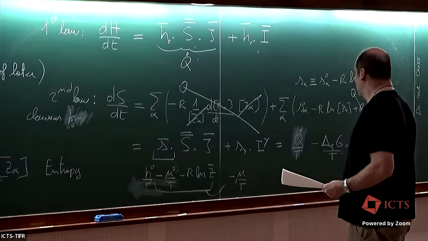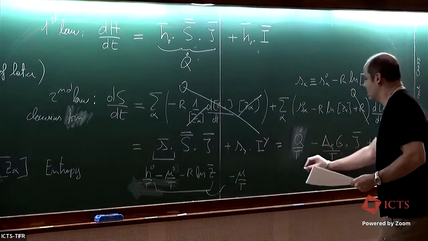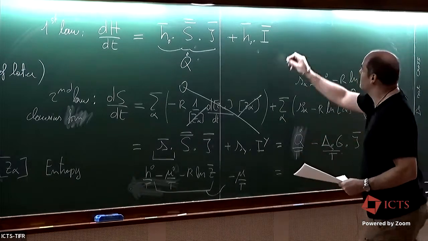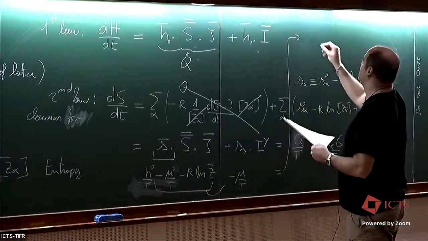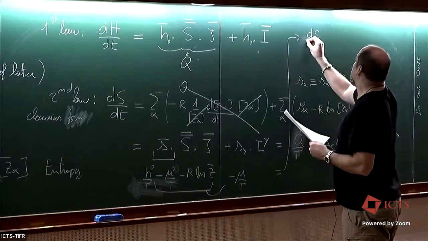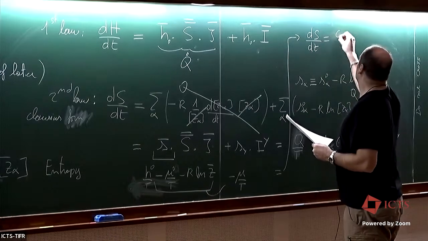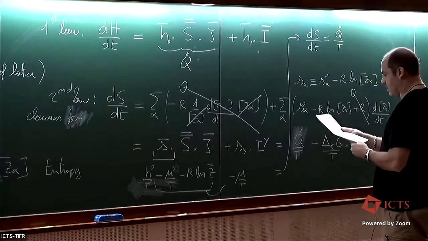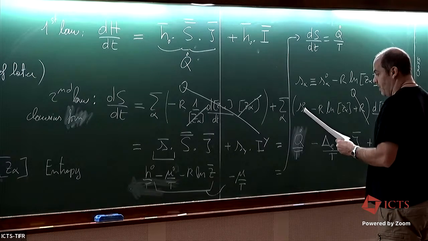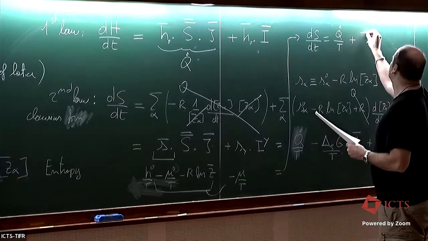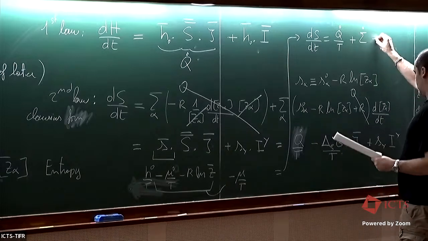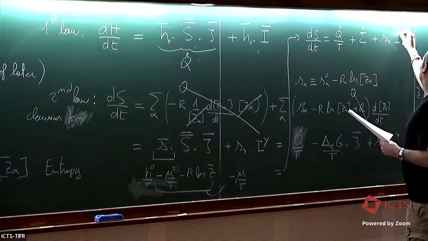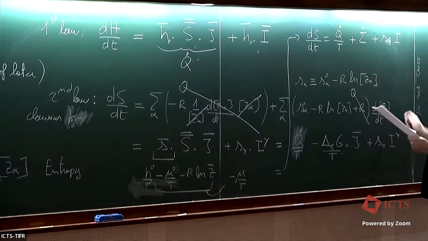Let me write a summary here. I rewrite this equation so that it's clear. I get that dS over dt is equal to heat flow divided by temperature plus entropy production plus S_Y I_Y, which is equivalent to a restriction on Y, because this vector is only non-zero on the exchange species.